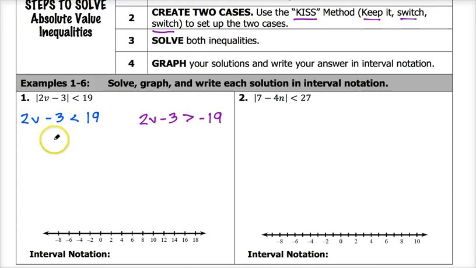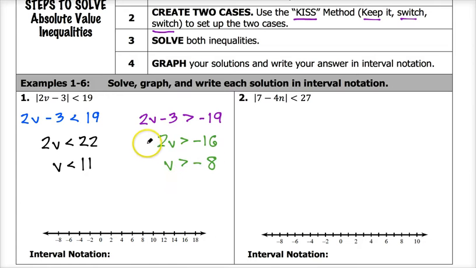So now when I solve both of these inequalities, I'll add 3 to both sides for the left one to get 2v is less than 22. Divide by 2, I get v is less than 11. Over here, I'll add 3 to both sides. That will give me 2v is greater than negative 16. Divide by 2, I get v is greater than negative 8.